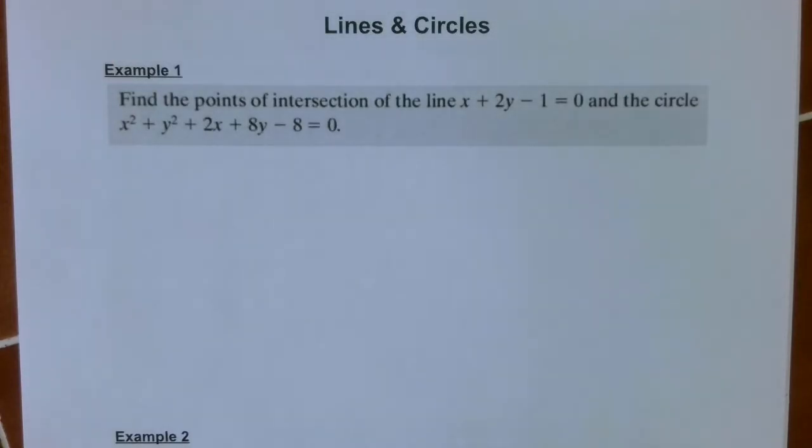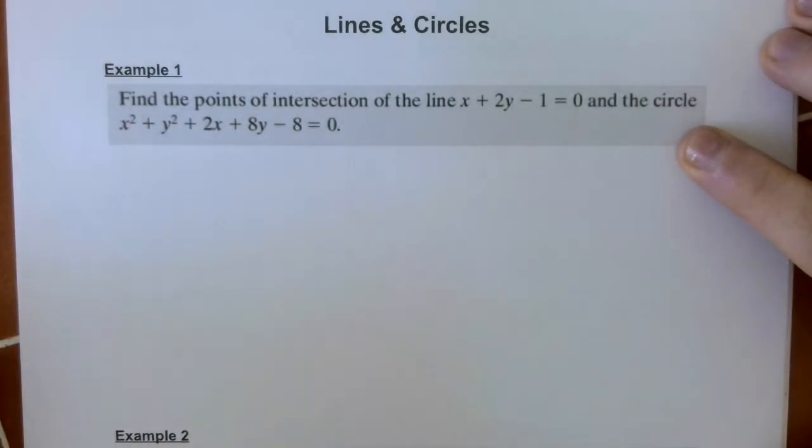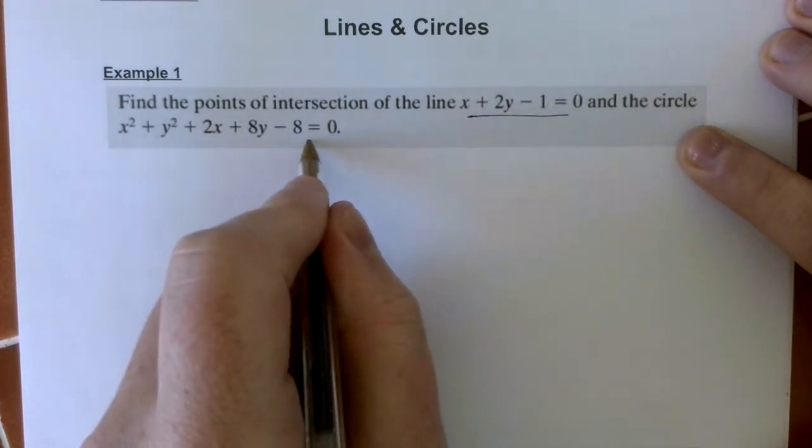This example is on lines and circles. So it says find the point of intersection between the line and the circle. So thinking back to when we did algebra, we were able to solve using simultaneous equations. Same kind of idea here. So we've got our original, this is the line and this is the circle.